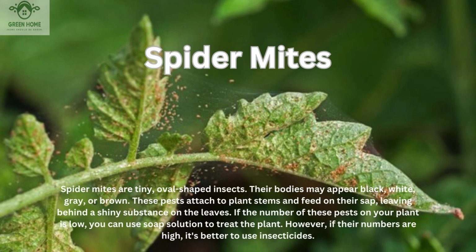Spider mites. Spider mites are tiny, oval-shaped insects. Their bodies may appear black, white, gray, or brown. These pests attach to plant stems and feed on their sap, leaving behind a shiny substance on the leaves. If the number of these pests on your plant is low, you can use soap solution to treat the plant. However, if their numbers are high, it's better to use insecticides.